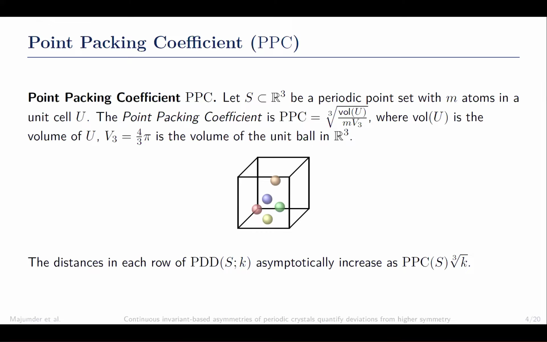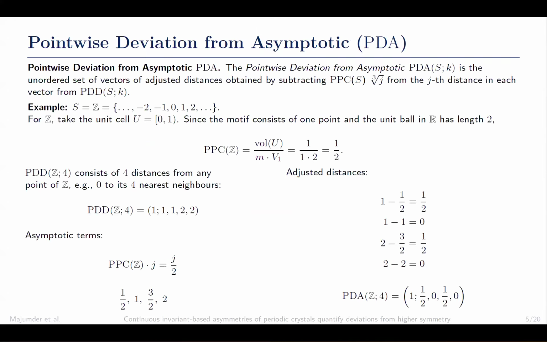The distances in each row of PDD asymptotically increase as PPC multiplied by the cubic root of the kth neighbor. The pointwise deviation from asymptotic is the unordered set of vectors of adjusted distances obtained by subtracting PPC multiplied by the cubic root of the jth distance in each vector of the PDD representation. We have taken an example in the slide to produce the PDA results.